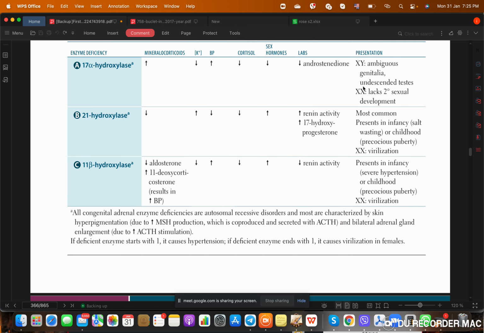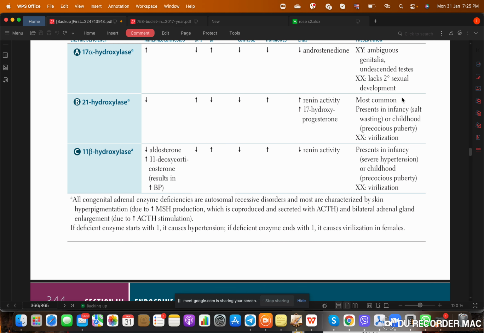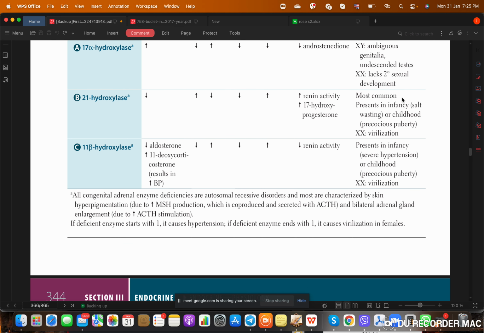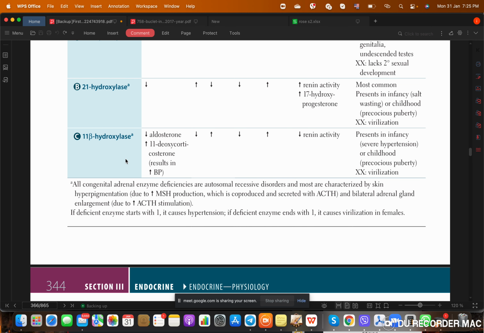So the next thing is XX ladies, who will have a lack of secondary sexual development. By the way, guys, which hormone controls libido? Is it testosterone? Well, I mean in a lady, not in a man. Libido in a lady, is it controlled by estrogen, progesterone, or testosterone? In a lady, the libido is controlled by testosterone as well. Okay? So in men and ladies, it's testosterone. Okay, you know what is libido? The sexual desire, basically.